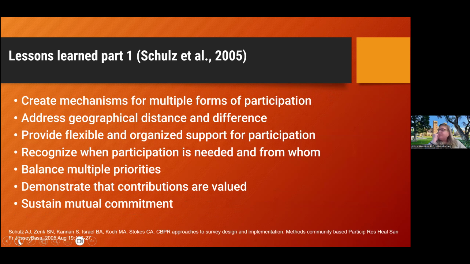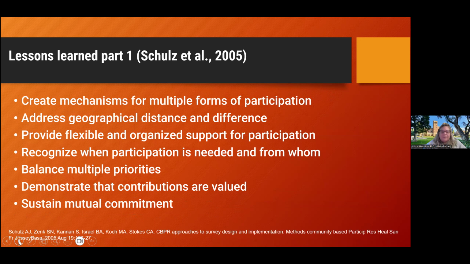So just to wrap us up, so we have a little bit of time for discussion, there are many lessons learned out there for using CBPR to develop surveys. Clearly having options for how people participate in this process is going to be important.